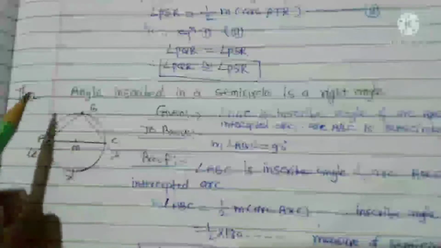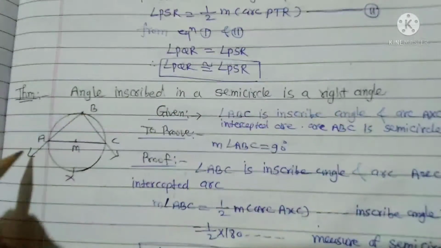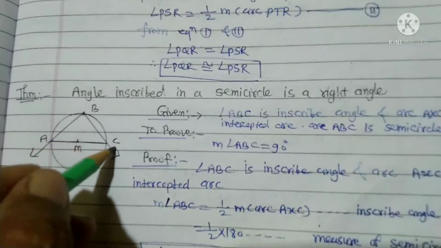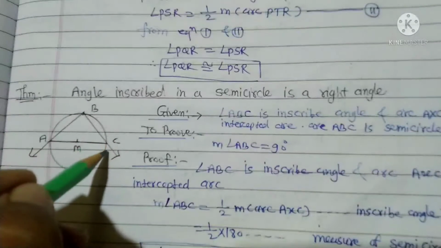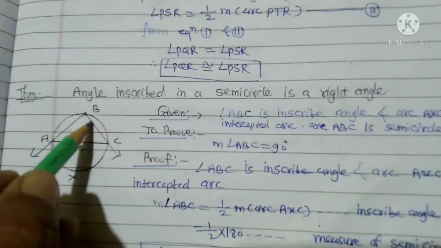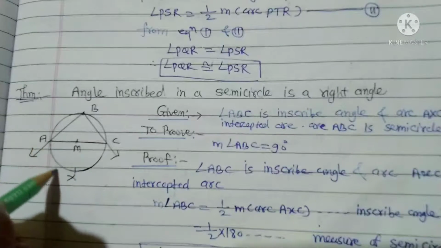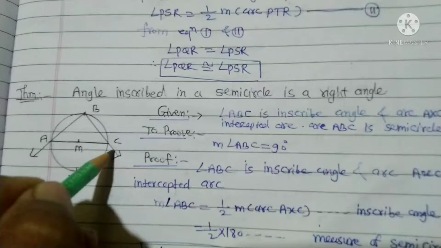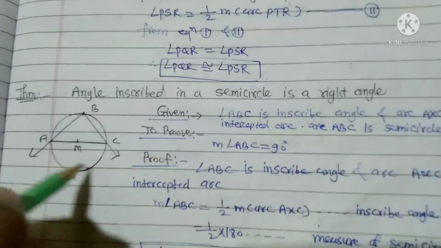Second corollary: an angle inscribed in a semicircle is a right angle. So we draw a diagram. Draw a circle, AC is the diameter, angle ABC is the inscribed angle and arc AXC is the intercepted arc. Given: angle ABC is an inscribed angle and arc AXC is the intercepted arc in the semicircle ABC. To prove: angle ABC equals 90 degrees.